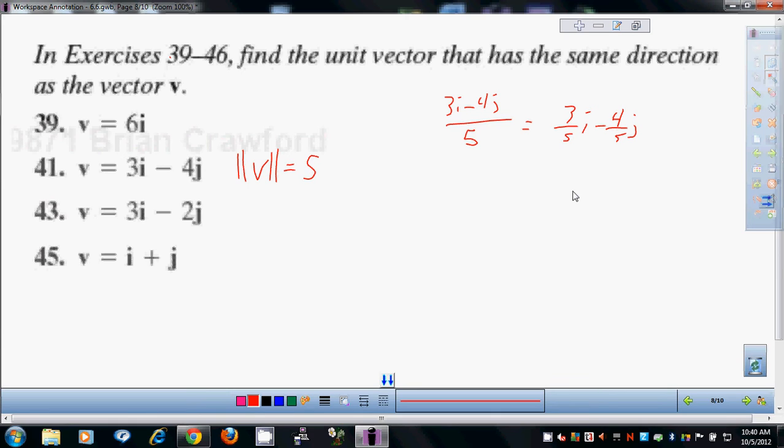I know you're thinking, why can't we just leave it like this? Because in vectors, it's kind of important to separate the i's and j's. That's the only reason we break it up. Algebraically, it doesn't make any difference. But, you know.